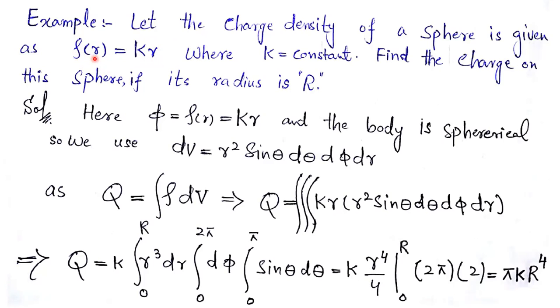So, for example, the charge density at the center, where r is 0, is zero. But as we go away from the center of the sphere, the charge density actually increases. So we are asked to find the total charge on the body.